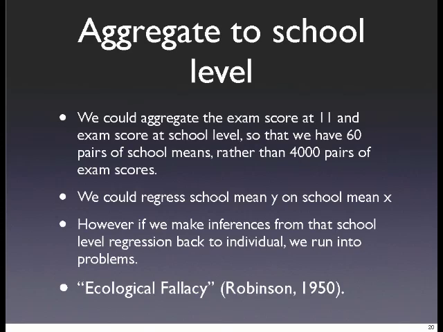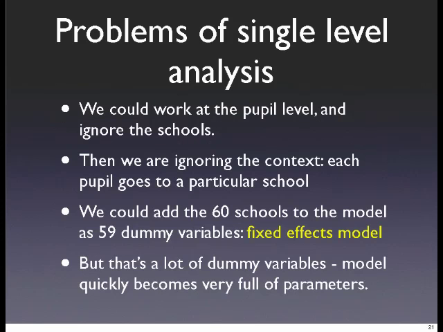But we know that this is a problem from what I was saying earlier, because we'd run into this ecological fallacy problem where we would do our analysis at the school level and then want to make inferences about the pupils. So this would be a problem of cross-level inference. So we don't like that idea. We could just ignore the school and say, well, if there's too many of them, I can't put that many dummy variables in my model, so ignore it. But this seems a bit daft to ignore the school, because surely the school is a crucial part of the educational process by its very definition. So we don't like this because we're ignoring the context. Each pupil goes to a particular school.